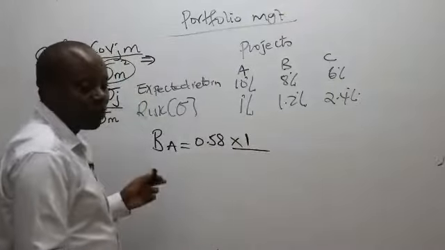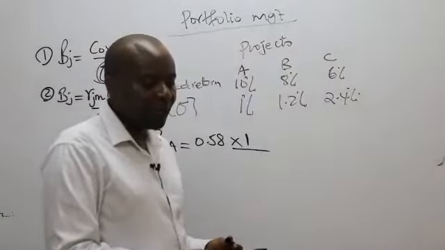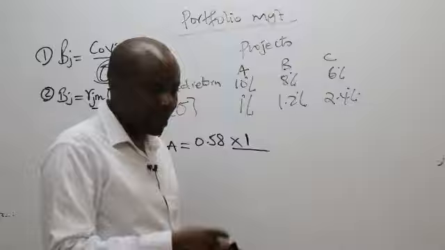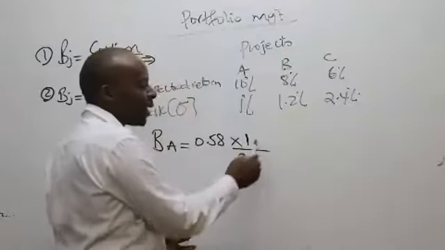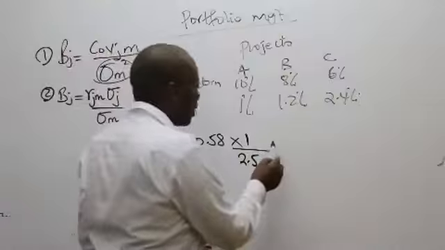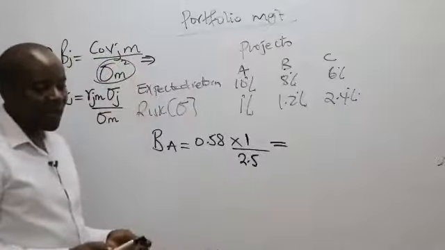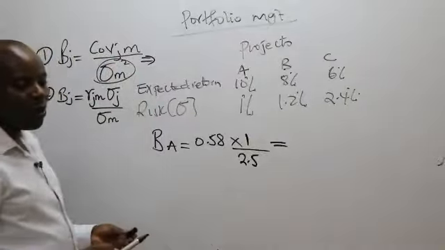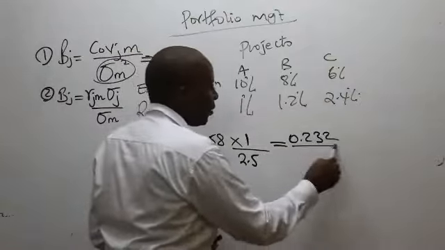Is there somebody who is able to remember the standard deviation of the market? It's given somewhere, 2.5. Always omit the percentages because they'll tend to cancel out. So could you kindly then give me this beta of A? So CAPM gives me 0.232. Thank you very much.